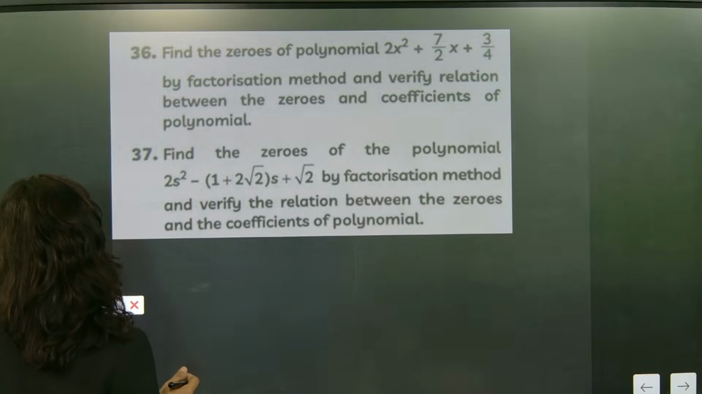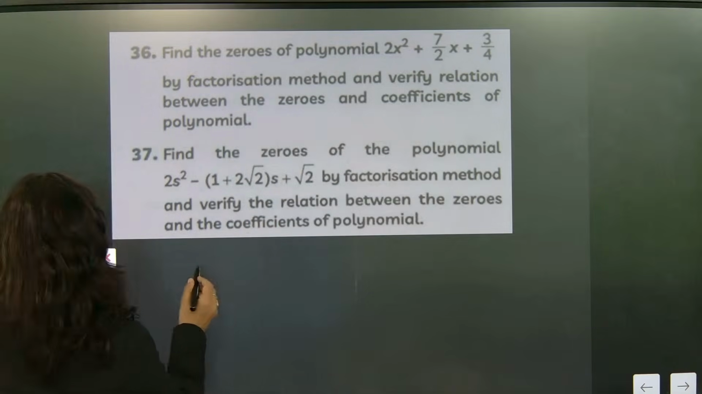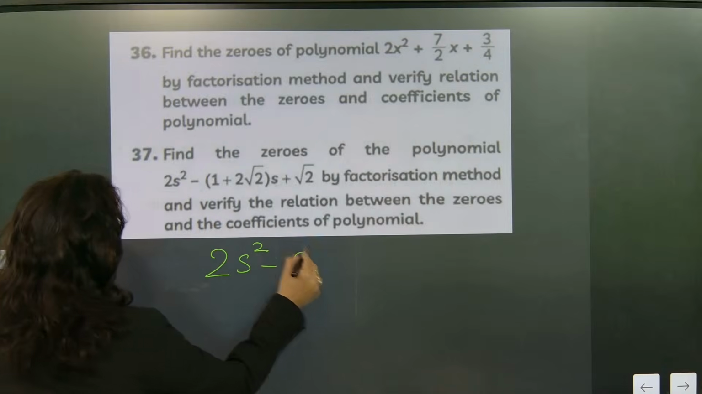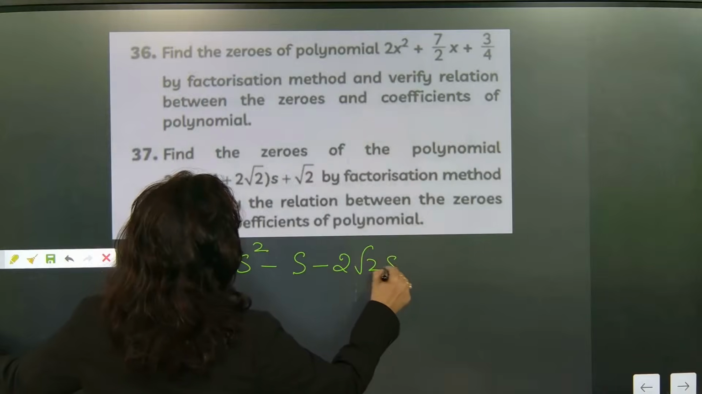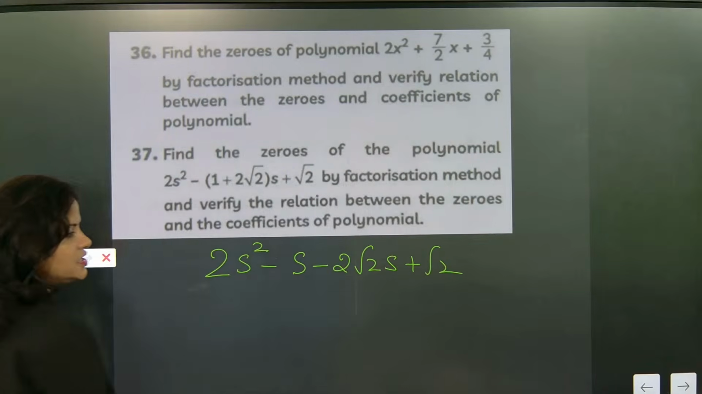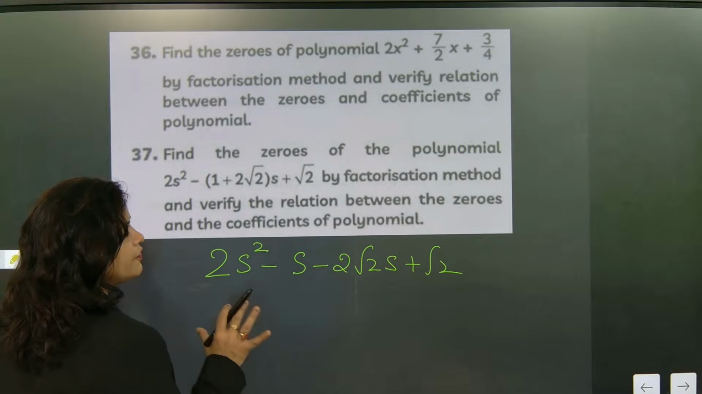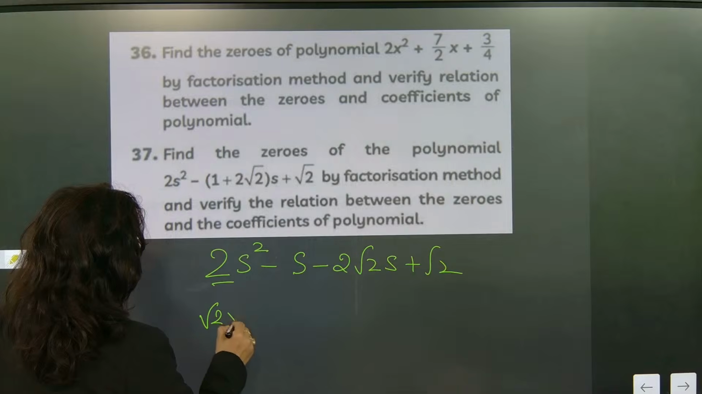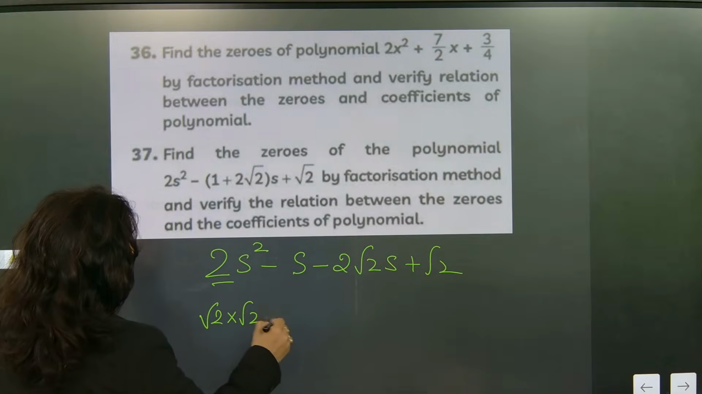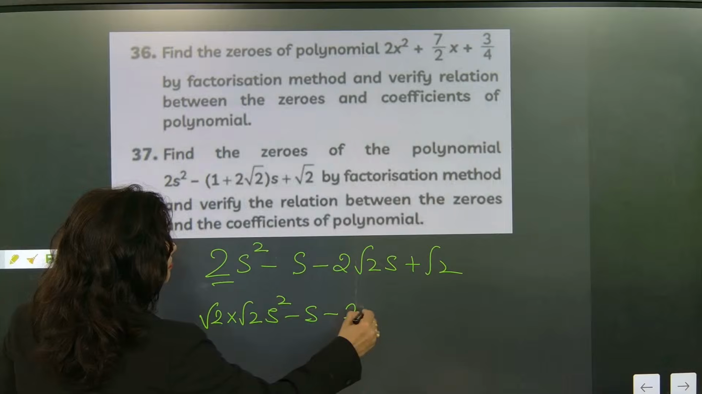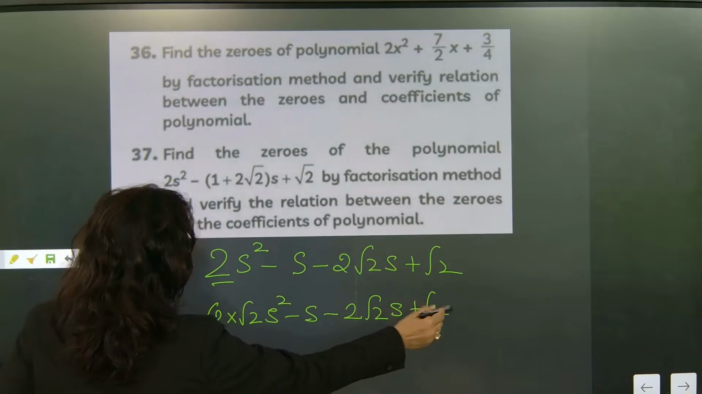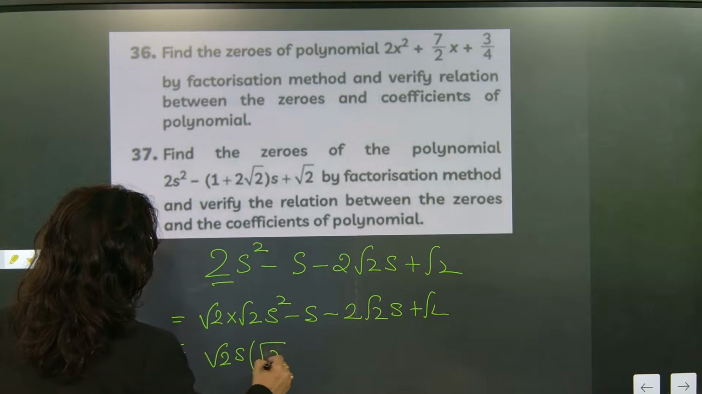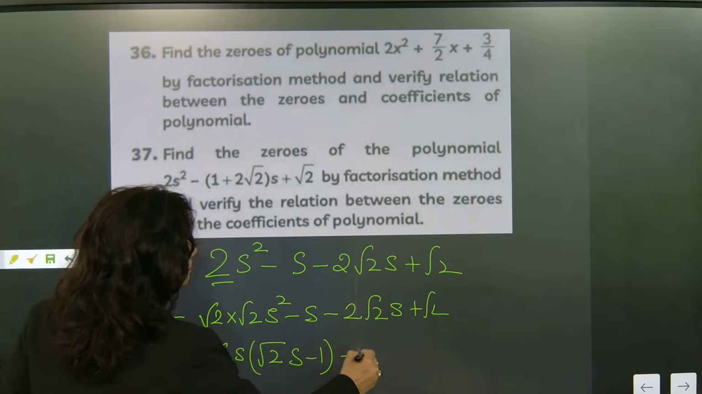So the next question is 2s squared minus s, minus 2 root 2 s plus root 2. Like this it is written. See, look here carefully. Here 2 is there. Can I write 2 as root 2 into root 2, s square, then minus s, and then minus 2 root 2 s plus root 2. We will take root 2 s common. So it is coming as root 2 s minus 1 minus root 2.